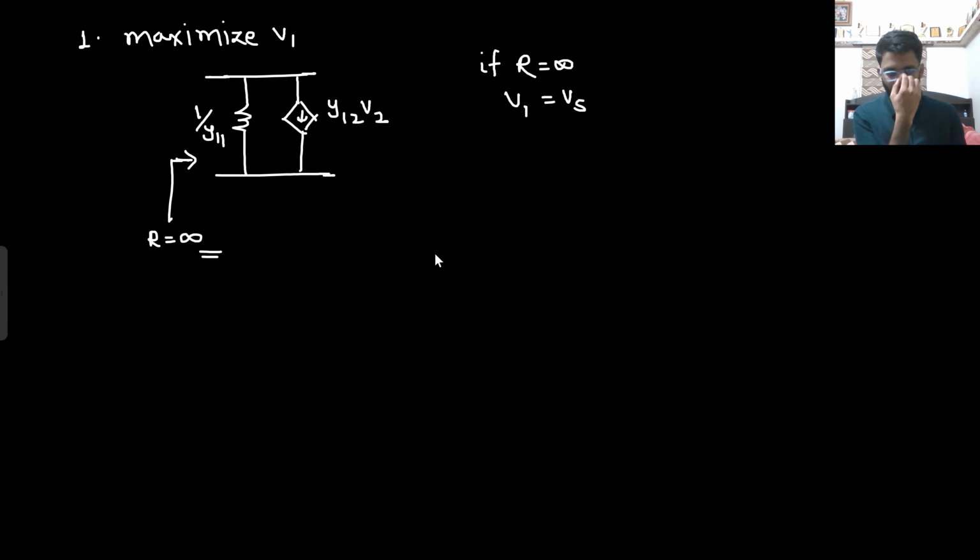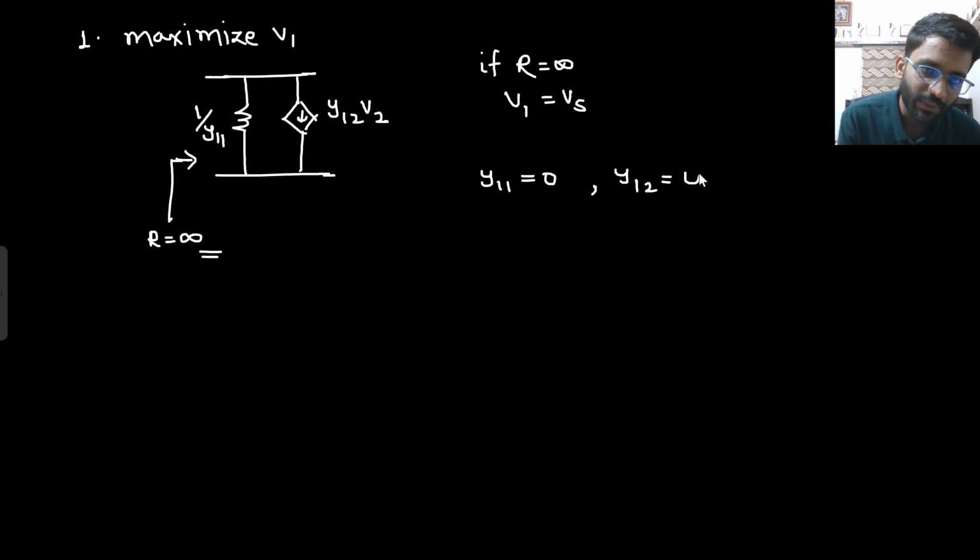How can you make R equal to infinity? Tell me. Y11 goes to 0 and Y12 also goes to 0. If Y11 goes to 0, what will happen? This resistance value will be infinity. What do you mean by infinite resistance? Open circuited.